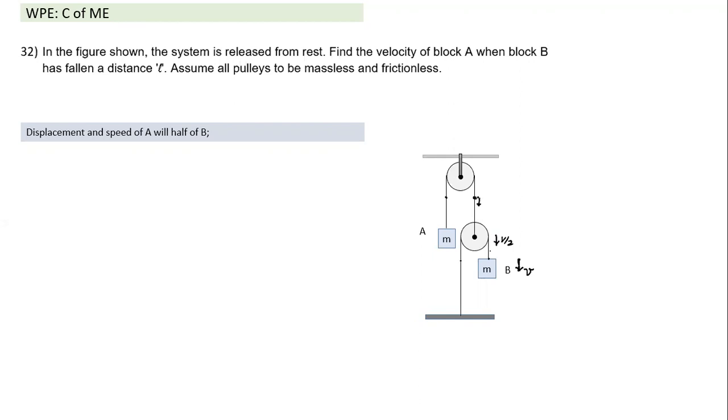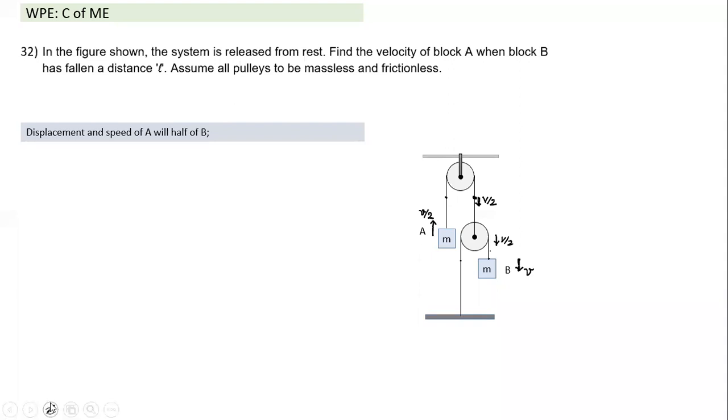What is the velocity the other one has? This pulley is at rest. It means the average of these two velocities should be 0. If one is going down with a velocity of V by 2, the other has to move up with a velocity of V by 2. So with the very simple use of the velocity of the pulley being the average of the velocities of the two sides, I can calculate that if this was V, this is V by 2. That's the first thing we need to figure out.